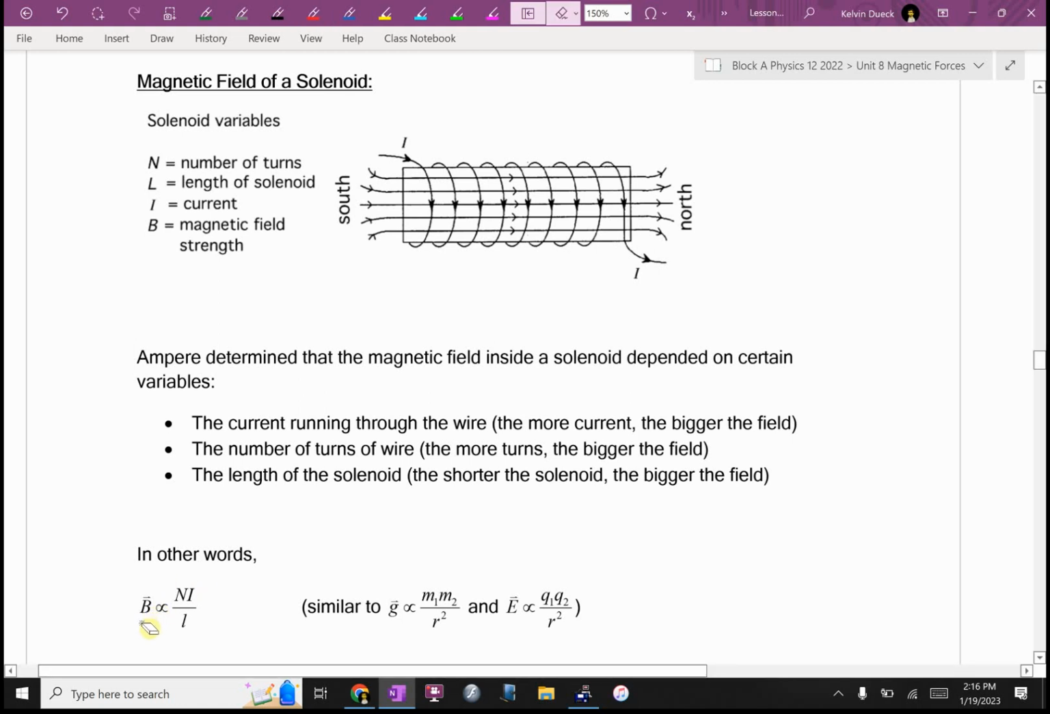As an equation, the magnetic field strength depended on N, the number of turns of wire, I, the current, divided by L, the length of the solenoid. The problem is number times amps divided by meters does not work out to Teslas. Much like we had to put a big G in front of our gravitation equation to get an answer in newtons, much like we had to put a lowercase k and have the 9 times 10 to the 9th constant to get an answer in newtons, to get an answer in Teslas, I get to give you perhaps my favorite named constant of all time.